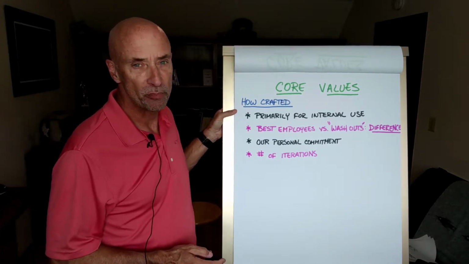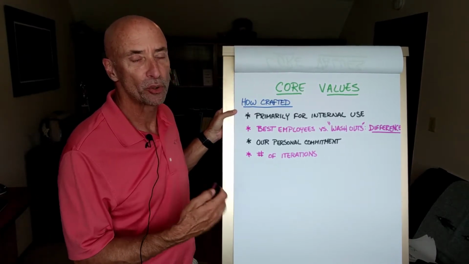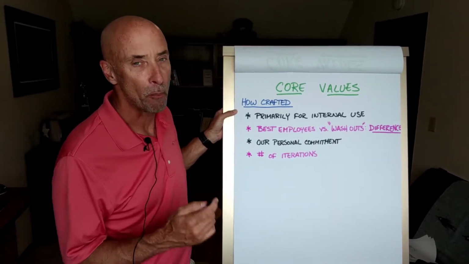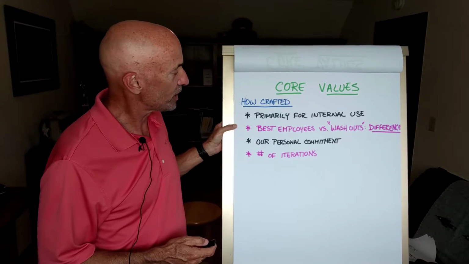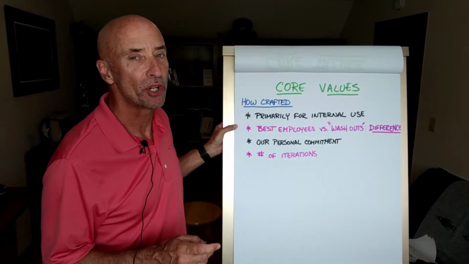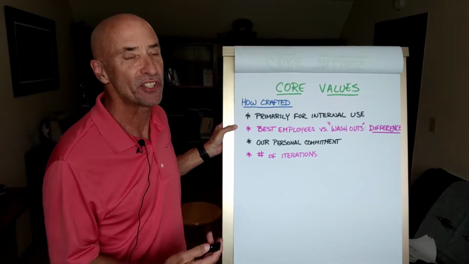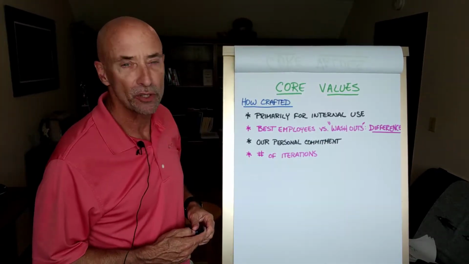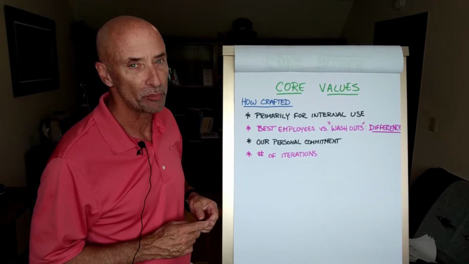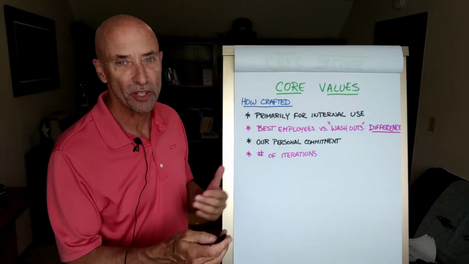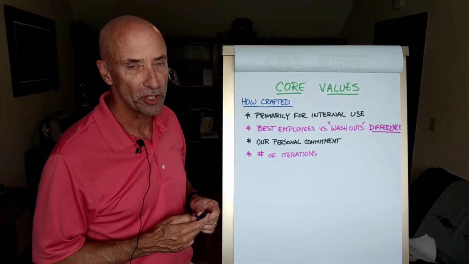First, alert your people that you're primarily creating this for internal use to guide behaviors, not marketing. Secondly, identify who your best employees are right now and what makes them great. Then compare them with those who wash out, those who looked like they were going to be great employees, were technically very competent, but couldn't fit in with us. What's the difference between them?